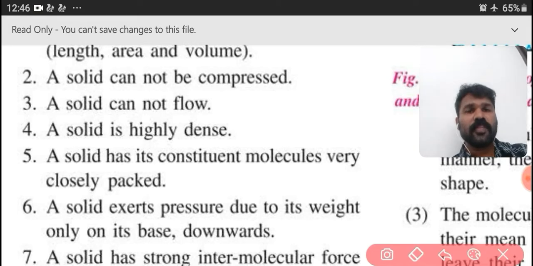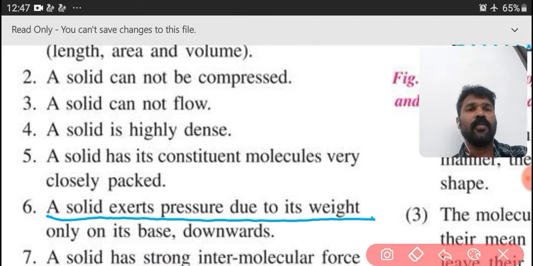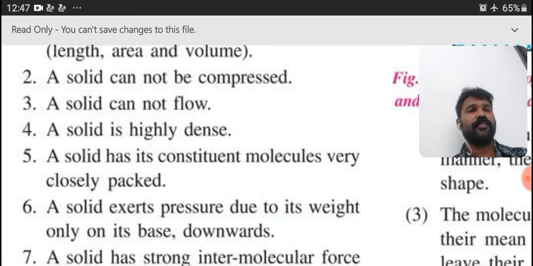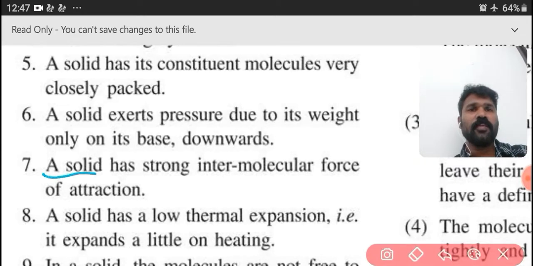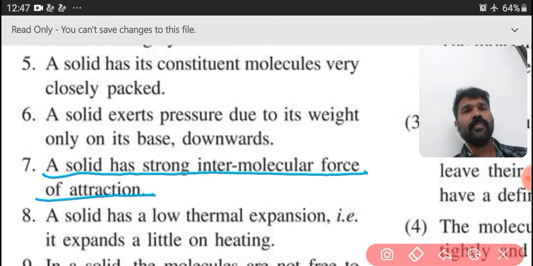Sixth property, a solid exerts pressure due to its weight only on its base, downwards. Seventh property, a solid has strong intermolecular force of attraction.